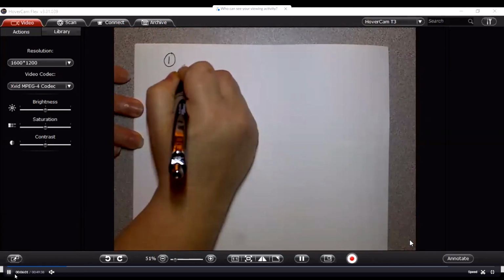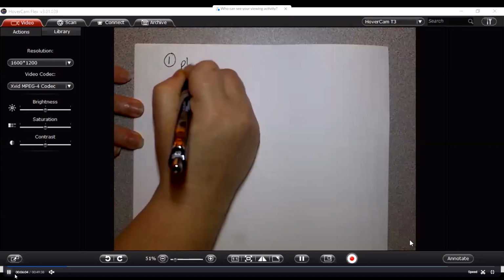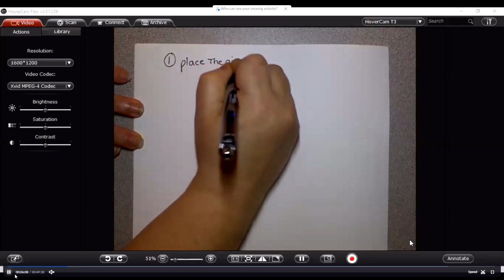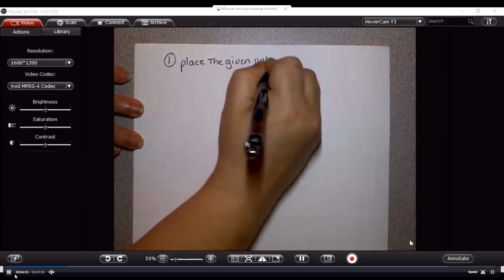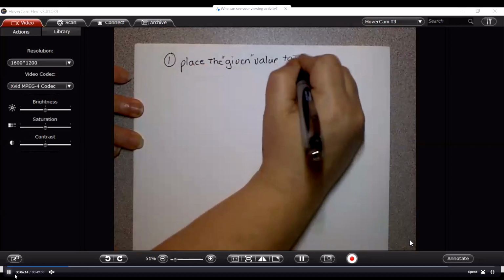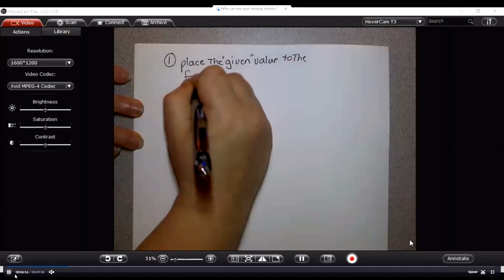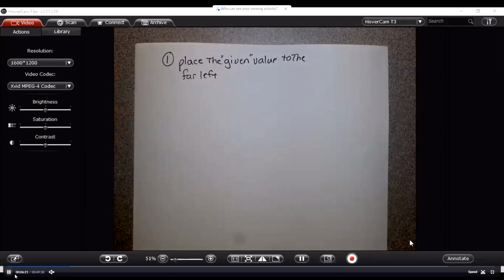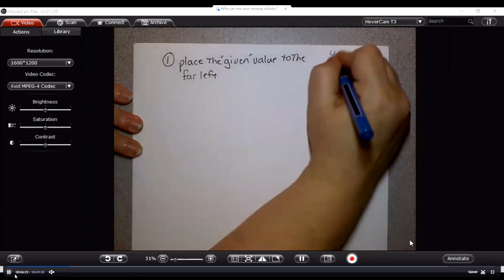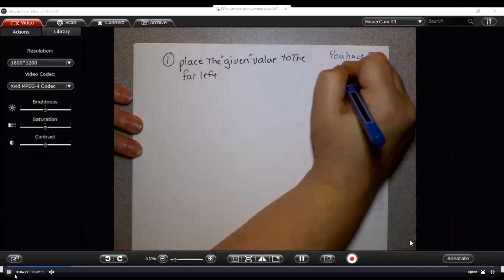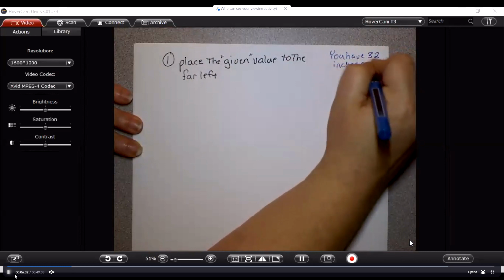Write down the steps of the process as we go. Write down the examples as we go so that you can learn how to do this. The process is the same every time you try to convert from one factor to another. And that's what dimensional analysis is. We're going to make an equation to turn one value into another. So step number 1 is to place a given value on the far left of the equation. The given value is the number we know.